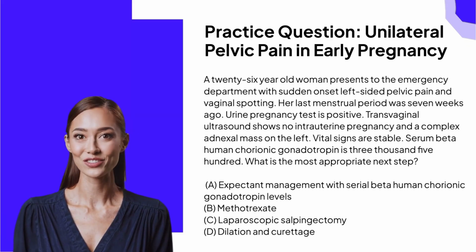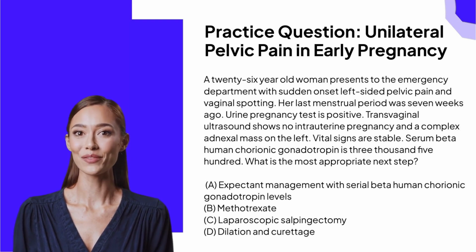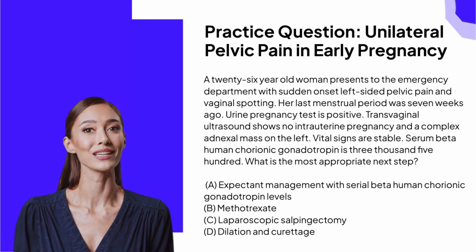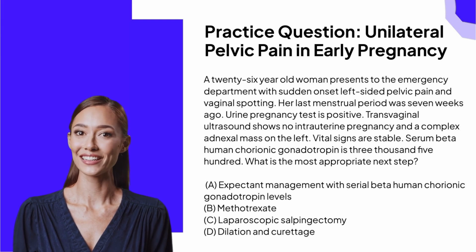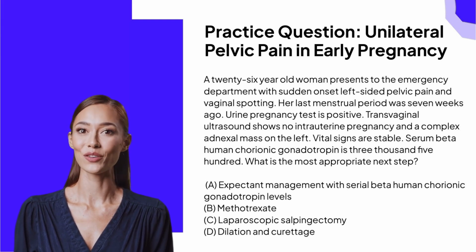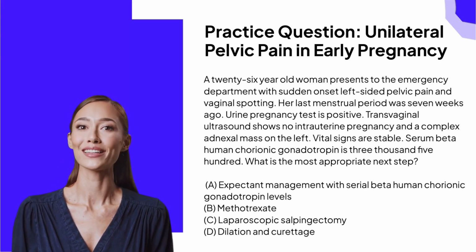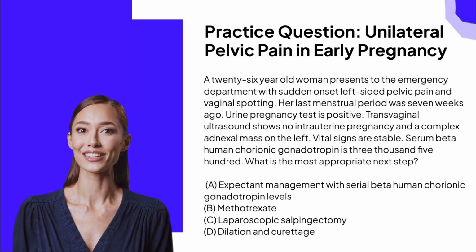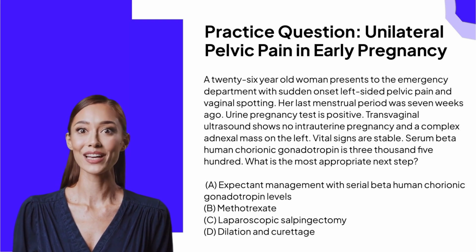Here is our first practice question. Read the stem carefully. A 26-year-old woman presents with sudden onset left-sided pelvic pain and vaginal spotting. Her last menstrual period was 7 weeks ago. The urine pregnancy test is positive. Transvaginal ultrasound shows no intrauterine pregnancy and a complex adnexal mass on the left. Vital signs are stable. Serum beta human chorionic gonadotropin is 3,500. What is the most appropriate next step in management?